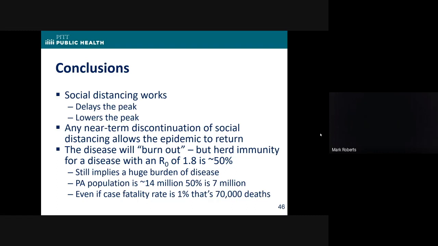So for Pennsylvania, if you really believe you need 50% of the people to be infected before you get herd immunity, so that one episode won't continue to propagate, there are 14 million people in Pennsylvania, and 50% of them infected and recovered is 7 million people. If the case fatality rate's only 1%, that's still 70,000 deaths. That's still an unacceptable number of deaths for a state. So we have used these models to believe that you do need to continue social distancing.